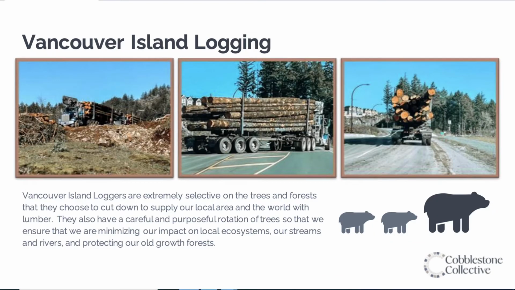So Vancouver Island logging is a huge part of our economy here. It is integral. Just know they are very selective on the trees that they cut down to supply our local area. I'm going to talk about it a little later, but forestry in British Columbia is about 30% of our economy, so it is huge. But when we take down trees, we're really careful so that we are minimizing our impact on our local ecosystems, our streams, and our rivers. We don't log close to those because we would be damaging the vital ecosystem, because out here, fisheries and salmon is also very important, so we do not go too close to our coastal line.